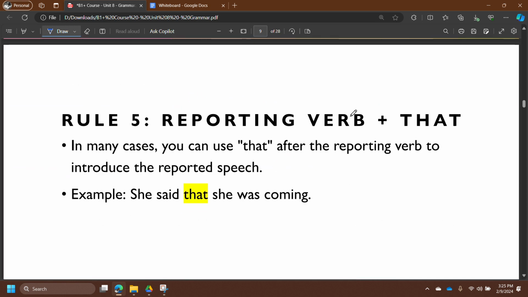Rule 5, reporting verb plus that. So what about that? Let's see. In many cases, guys, you can use that after the reporting verb to introduce the reported speech. For example, she said that she was coming. In many cases, you can use it. It's really good, but it's not necessary.